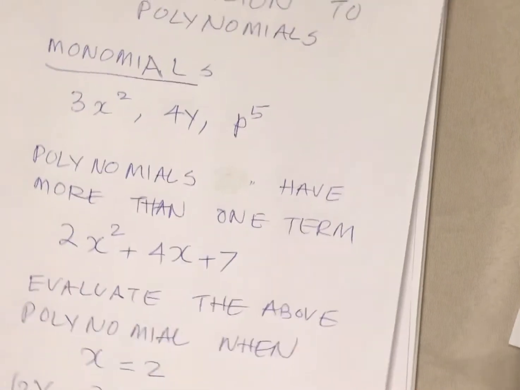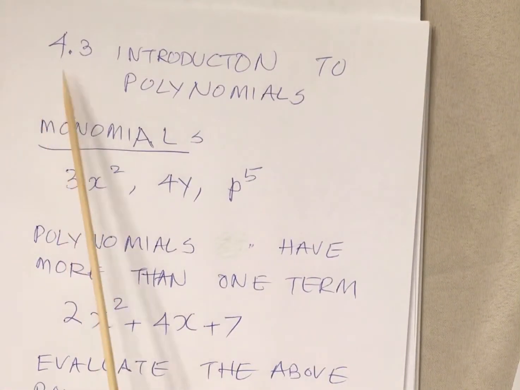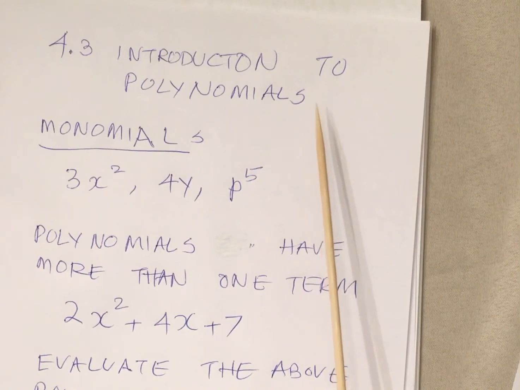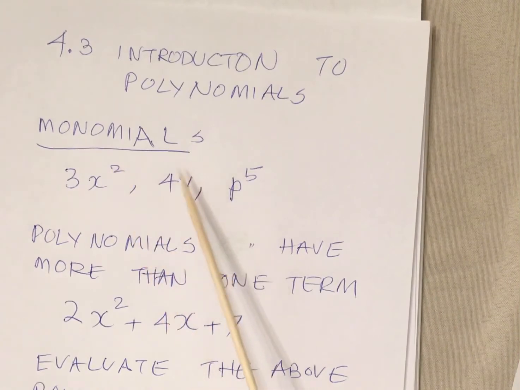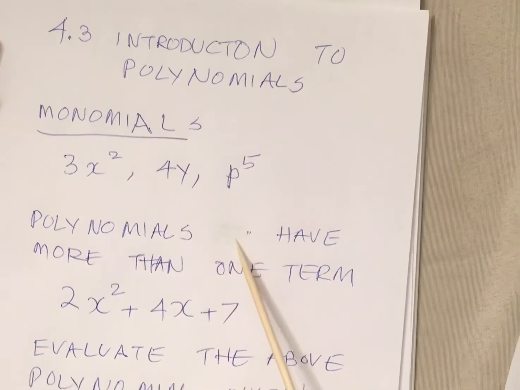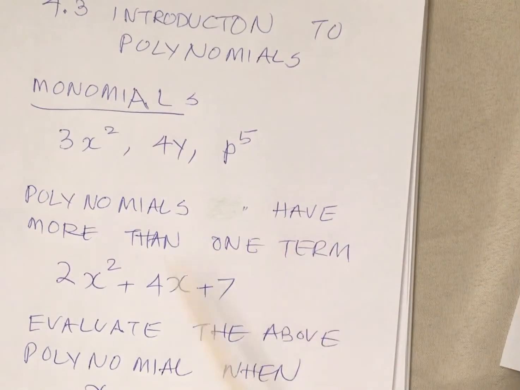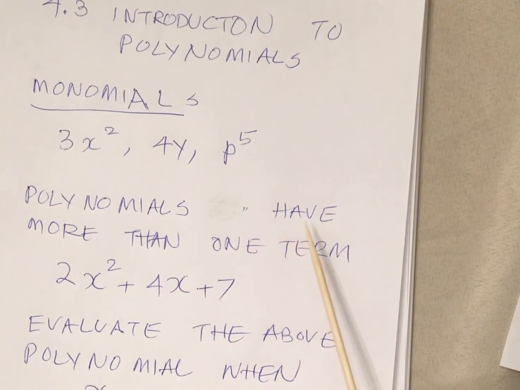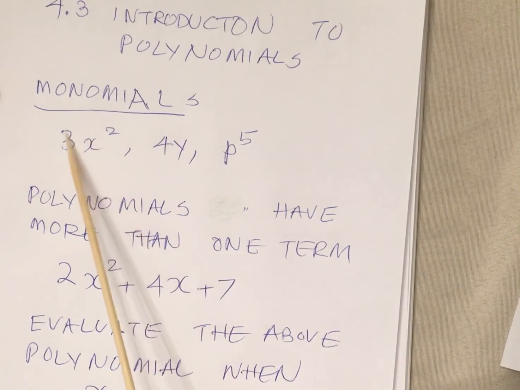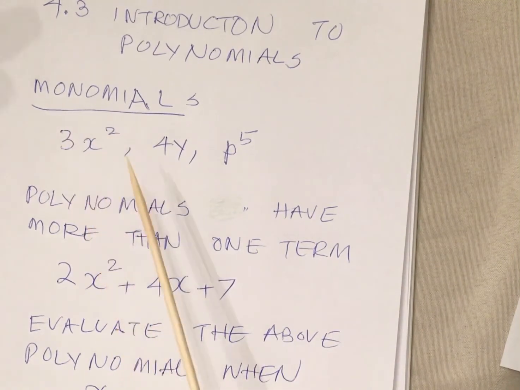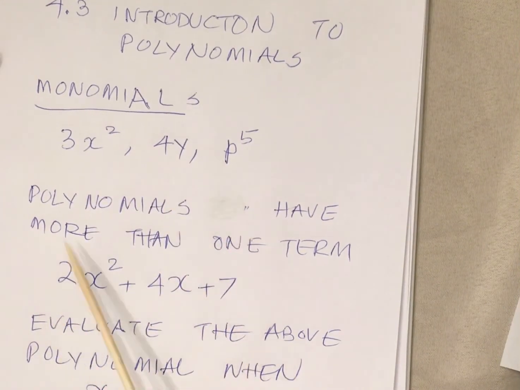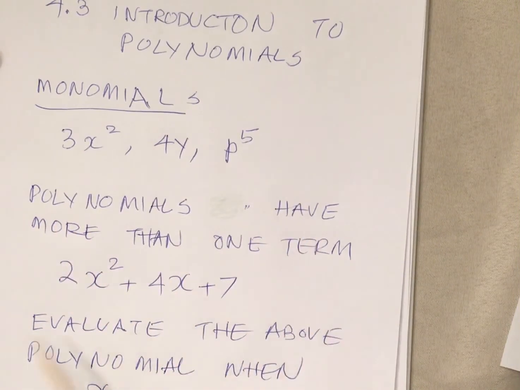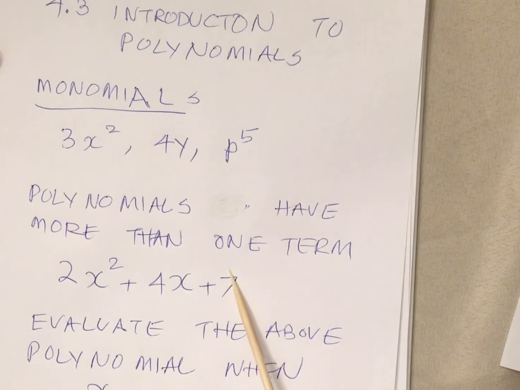Okay, now we are on chapter 4, section 3, which is about introduction to polynomials. We can define the polynomial as a number of terms which are more than one. They could be a sum or subtraction. So like this, let's say we first start with monomial, which is a single term, like 3x squared, 4y, p to the power 5. Polynomials have more than one term, as you see here, 2x squared plus 4x plus 7.